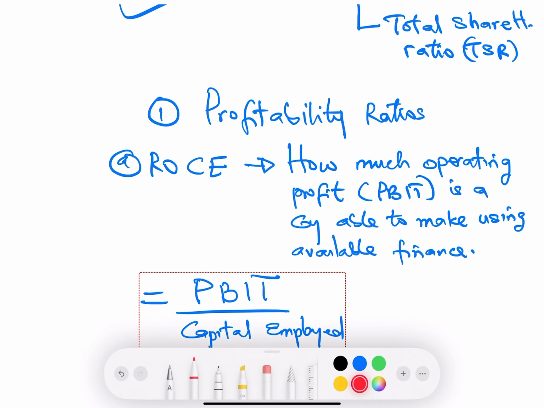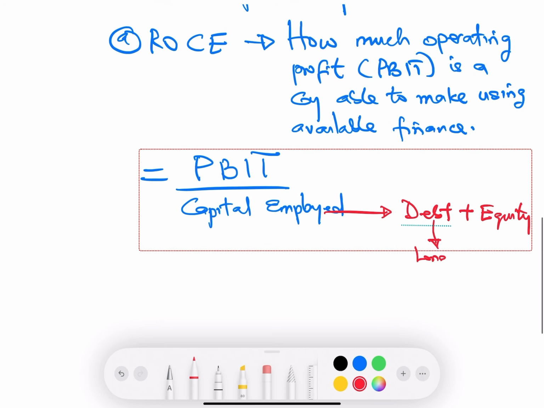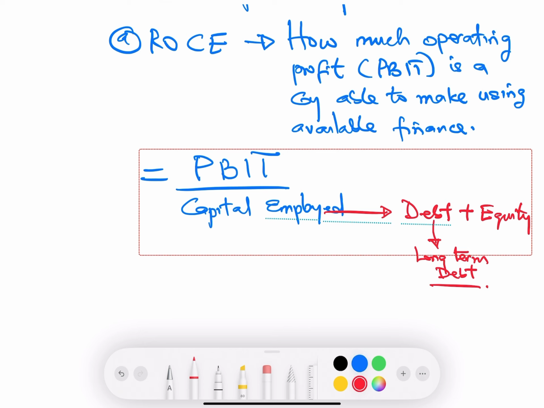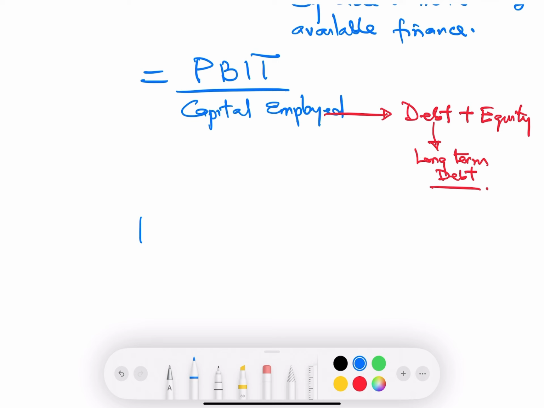And remember that capital employed is your debt plus equity. And to also mention, when we talk about debt, we are talking about only long-term debt. Please take note. Only long-term debt. And in terms of interpretation, the higher the better. Please take note. The higher the better.